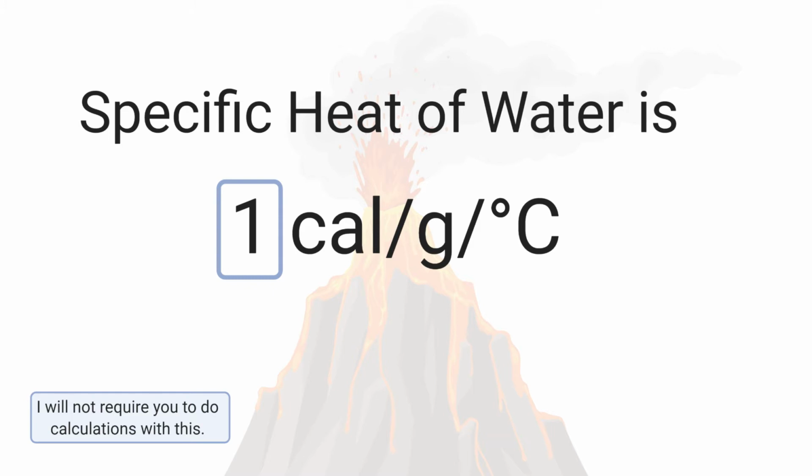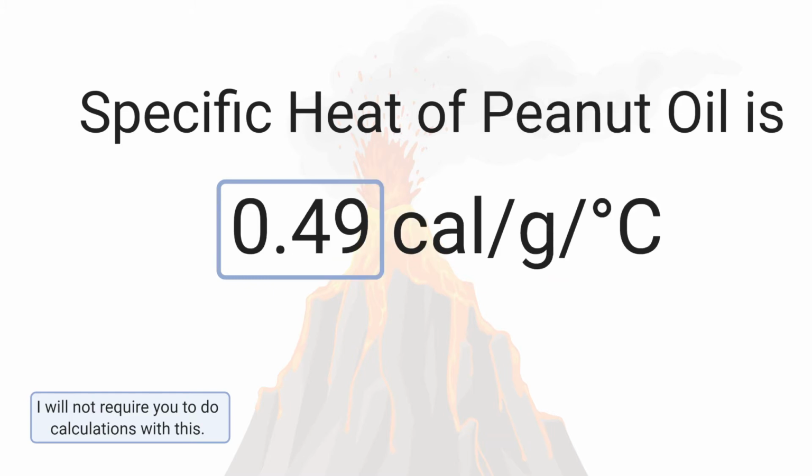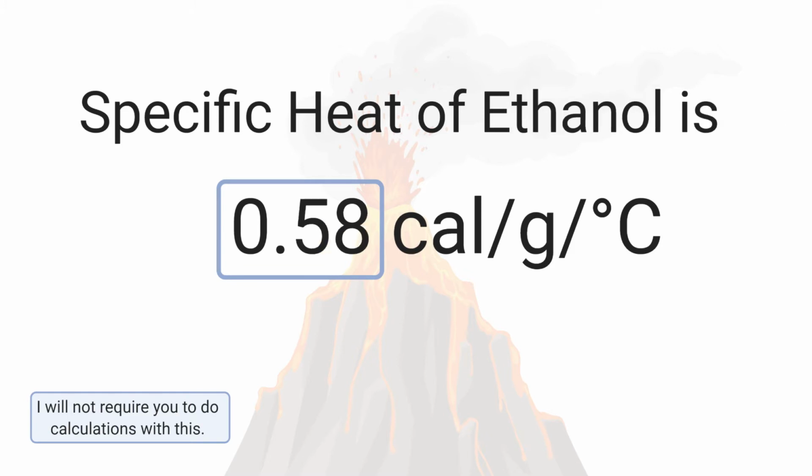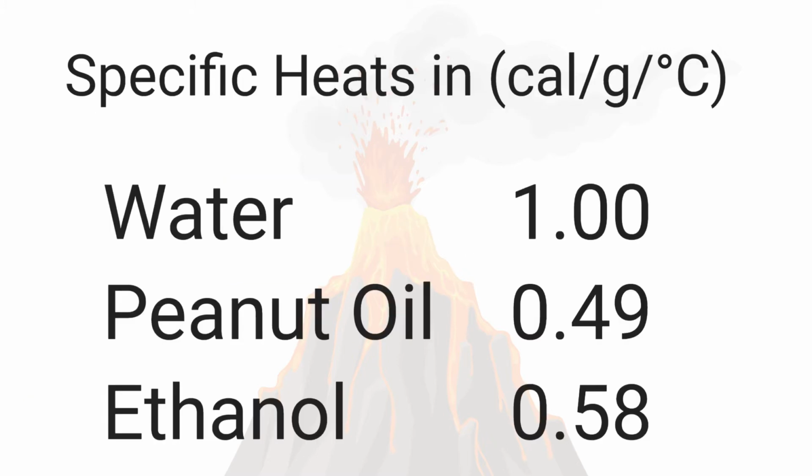Other substances have different specific heats. Peanut oil has a specific heat of 0.49, and ethanol has a specific heat of about 0.58. Water has a very high specific heat relative to other fluids. What does high specific heat mean in practical terms? The higher the specific heat of some mass, the more heat energy it takes to raise the temperature of that mass.